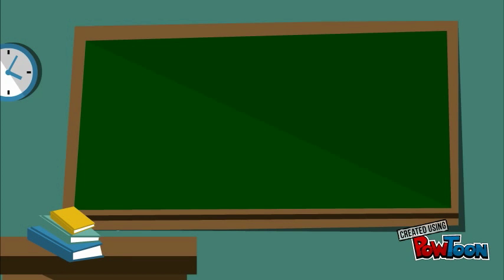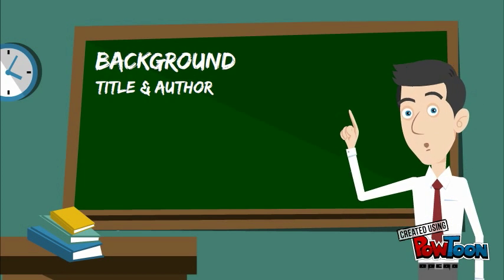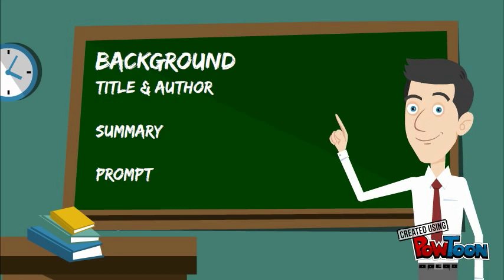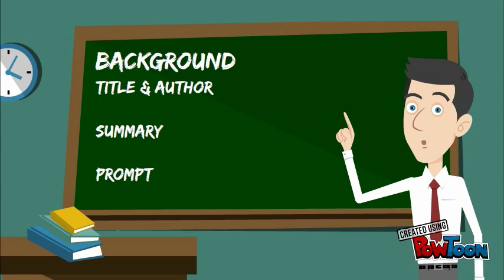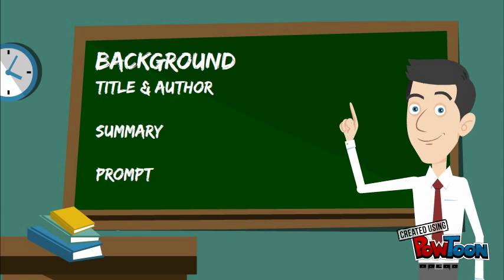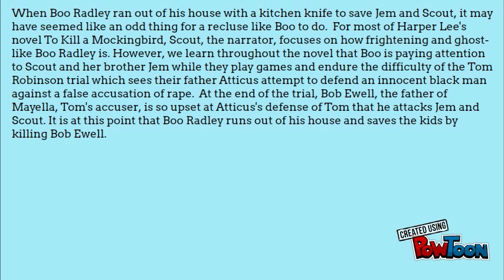Then, after that, I need to go into the background. For the background, I'm looking for title and author, a quick summary of the book, and I need to talk about the situation in the prompt. In other words, in your case, that Atticus is defending Tom Robinson, and in my case, the scene where Boo saves Jem and Scout. So this is what my background is going to look like.